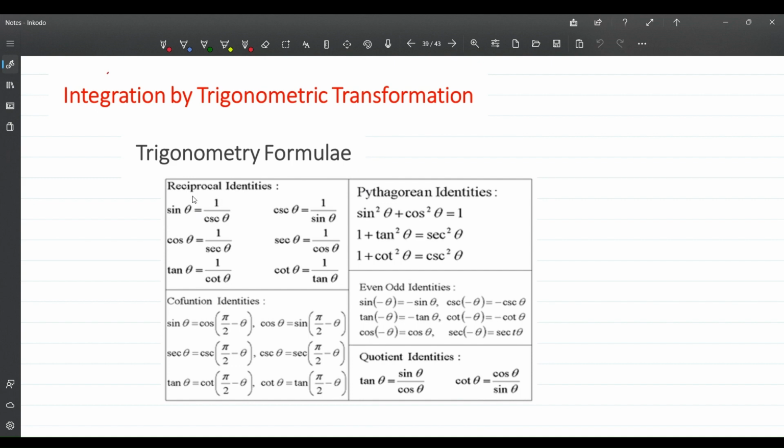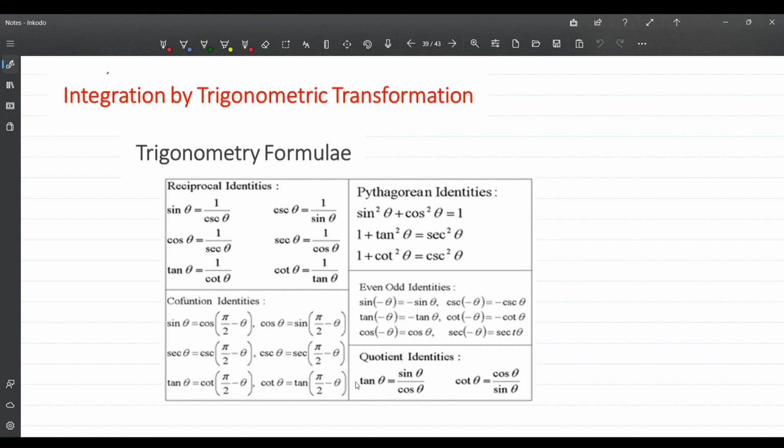On screen you can see first one, reciprocal identities. Means sine, cos, tan, cot, sec, cosec are the reciprocals of some other functions. Like sine is reciprocal of cosec, that is sine theta is equal to 1 upon cosec theta. Cos theta is 1 upon sec theta. Tan theta is 1 upon cot theta, and also tan theta is sine theta upon cos theta. This formula also we have to know.